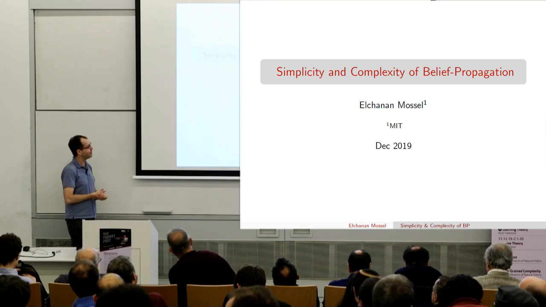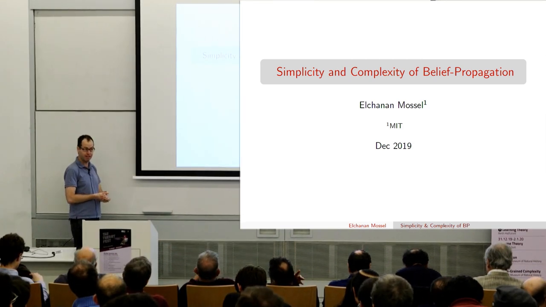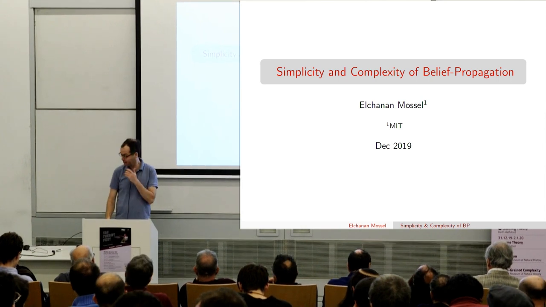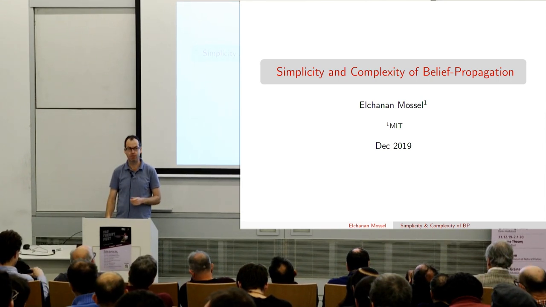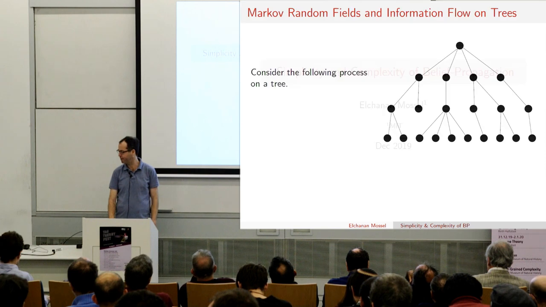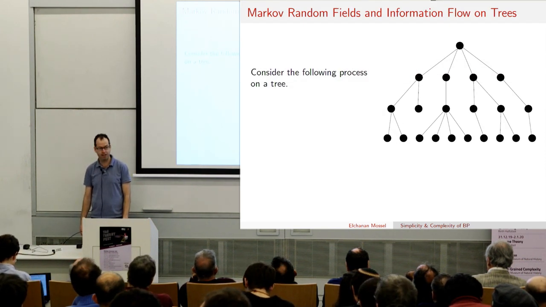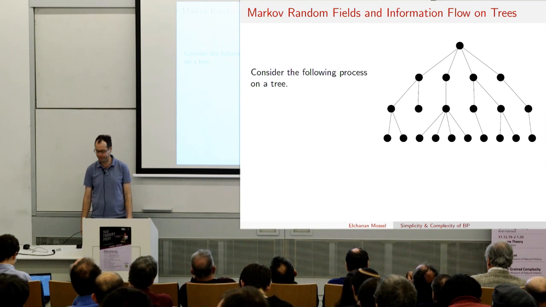I'm going to talk to you about this algorithm called belief propagation and some aspect of it that people have been studying for many decades, and some maybe new twists that are related to theoretical computer science. So I'm going to start talking about the generative process, and it's going to be a generative process on a tree. It's a probabilistic process.